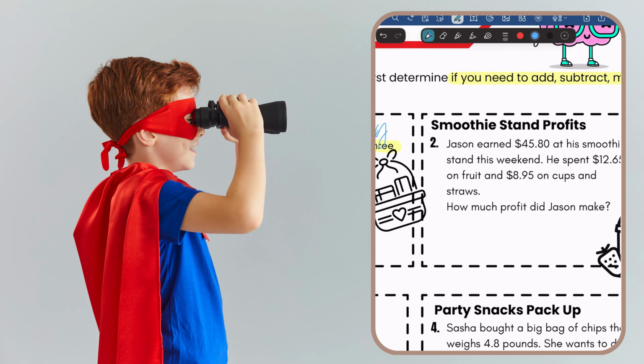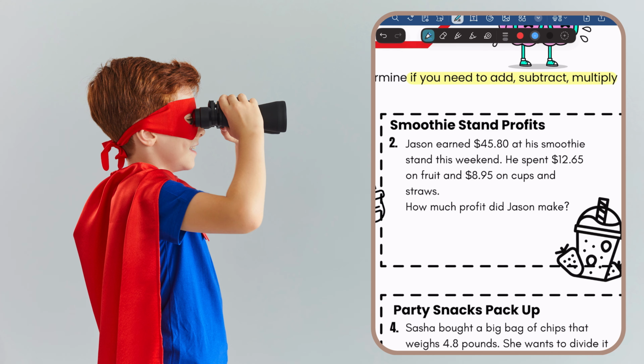All right, let's look at number 2. Smoothie stand's profits. Jason earned $45.80 at his smoothie stand this weekend. So our keyword is earned. The amount of money he earned is $45.80. He spent $12.65 on fruit and $8.95 on cups and straws. How much profit did Jason make?